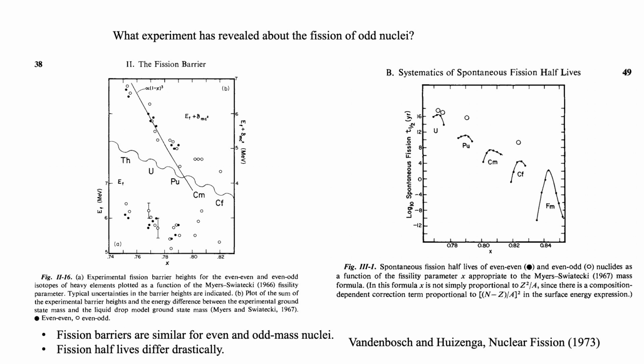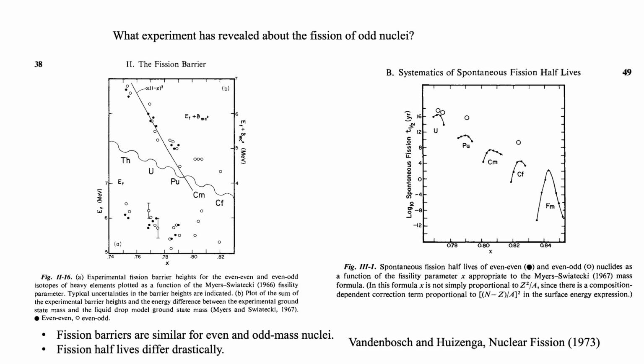And this is a systematic from a wonderful book written in 1973. I still read it, lots of things to learn from that. And I suggest you really have a look at it. Here you have the spontaneous half-lifetimes of even nuclei with black dots, and this is with odd number of neutrons. And you see the difference here.